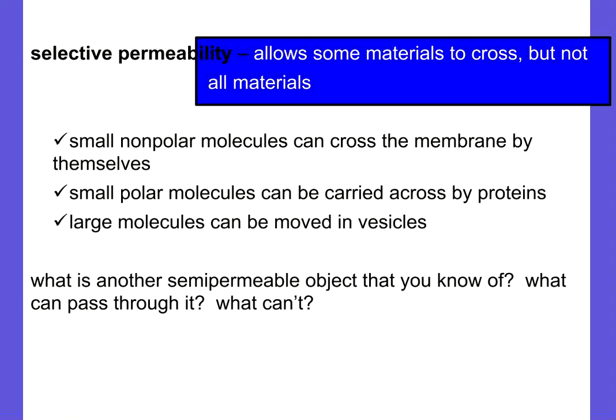But you have a whiteboard question here. You're supposed to try and think of another semi-permeable object. A membrane is selectively permeable because it allows some things to go through, but other things not. So think of an everyday object that allows some things to go through, other things not. And just write it down on your whiteboard.